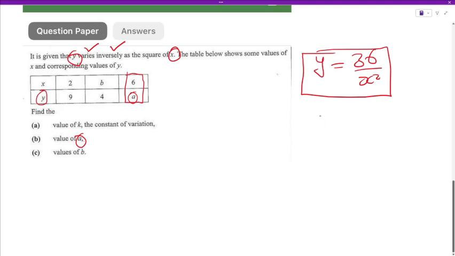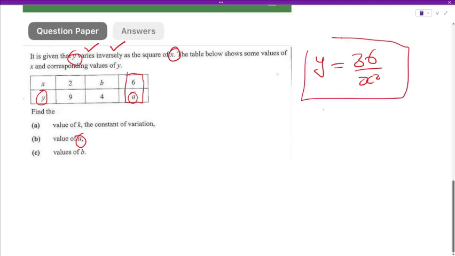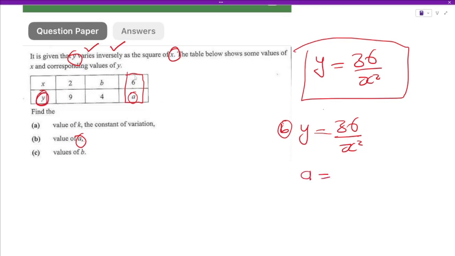Let me write down the formula again. Okay, it's not the last question, so I can still reserve it up there. So I'm going to say y is equal to 36 over x squared. Okay, so a is representing what? Y. So if you want, you can put a while there is y. And then what is this value representing? It's representing x. So where there is x, I'll put 6.